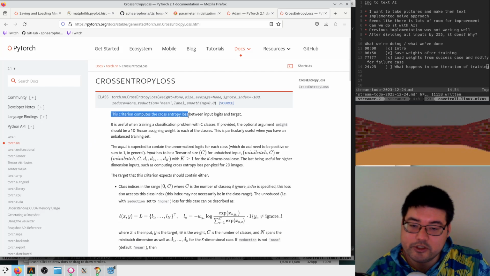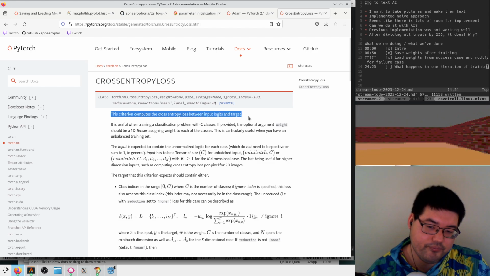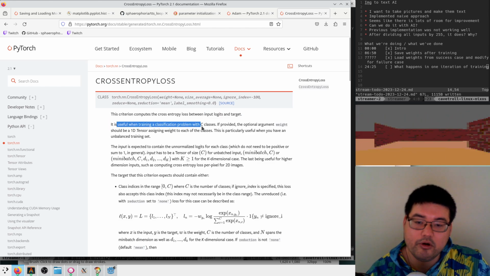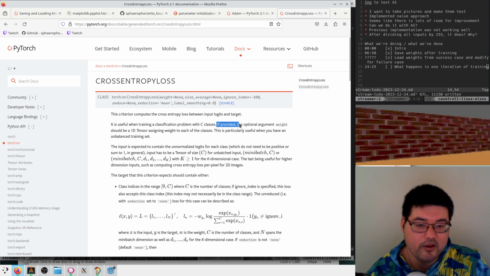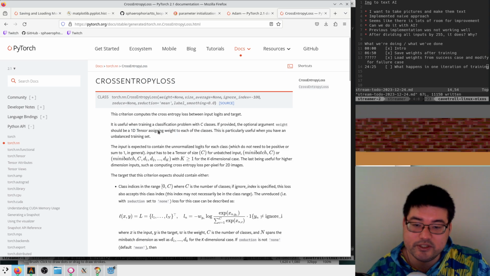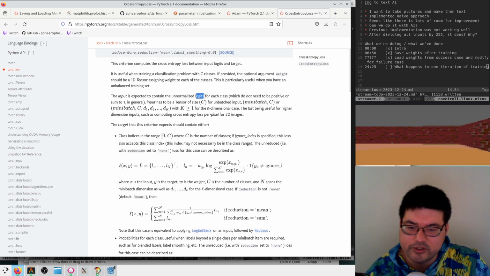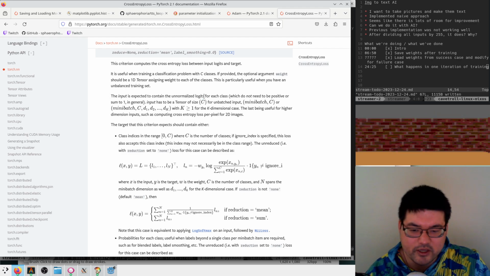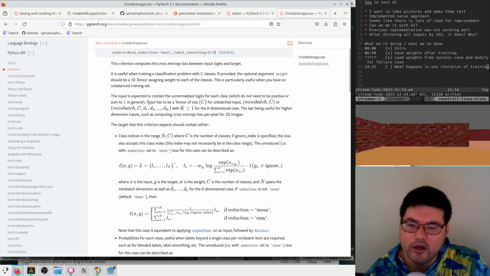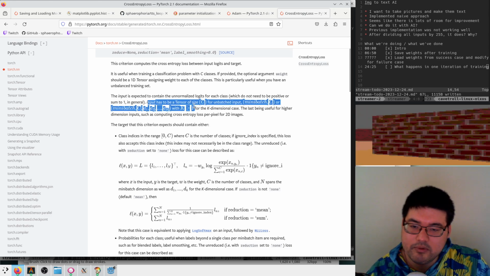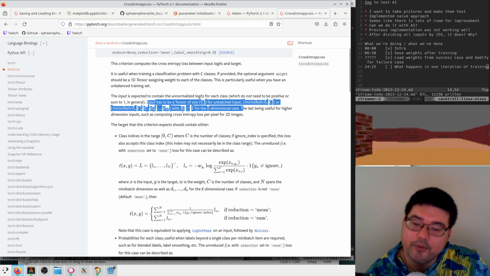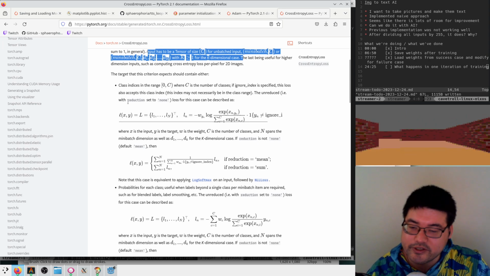Criterion computes the cross entropy loss between input logits and target. It is useful when training classification problems with C classes, which is kind of what we're doing. If provided, the optional argument weight should be a 1D tensor, and so on. The input is expected to contain the unnormalized logits for each class, which I think we saw as like 1 over log something. What does it do, though? What is a cross entropy loss?